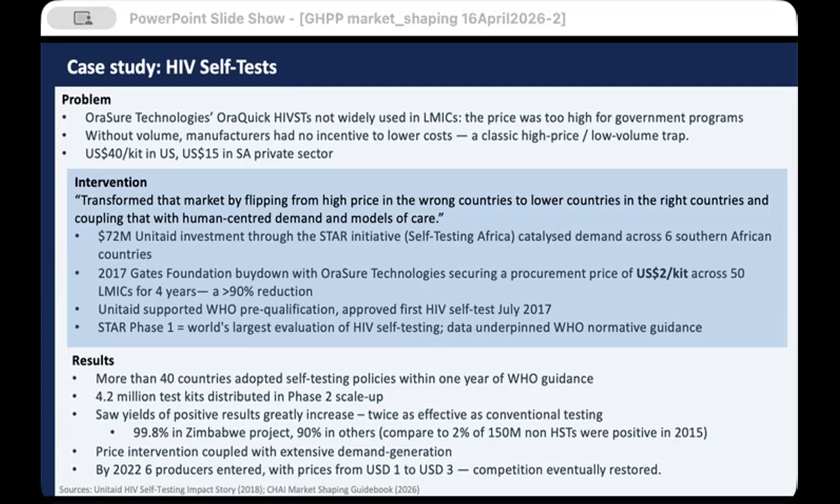I want to flag here that as other manufacturers came on, of course, competition played its role, and now we see prices of $1 to $3 for this test. The test has also, I have to say, been very effective in terms of the positivity rate. So more people test positive using this test than under conventional methods. Next.